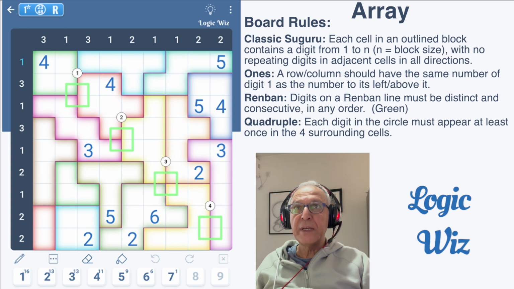Today I'm going to be solving the expert level puzzle of the Computer Science Education Week challenge. And it's going to be a Suguru puzzle. This is my first Suguru puzzle on video.